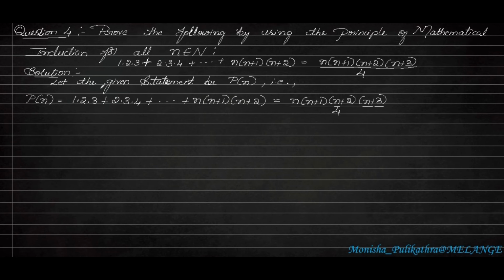Let us move on to the last question of this session. So again, the same as the previous problems, we have to substitute in the 3 steps, and we have to prove it is true for all the natural numbers. The question is 1 into 2 into 3 up to n into n plus 1 into n plus 2 is equal to n into n plus 1, n plus 2, n plus 3 divided by 4.